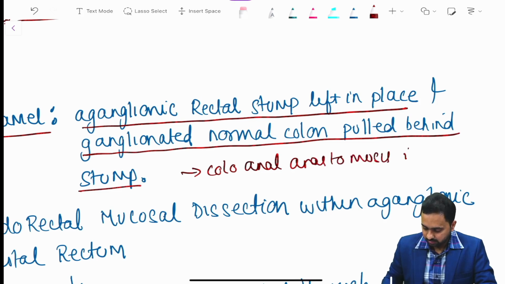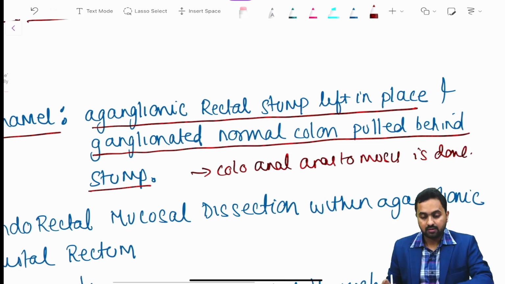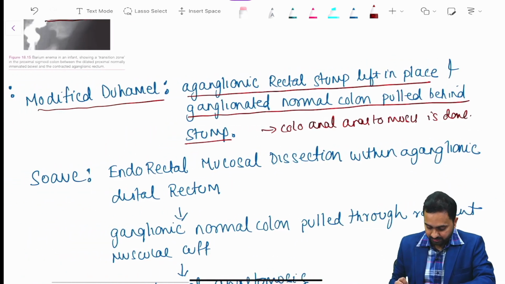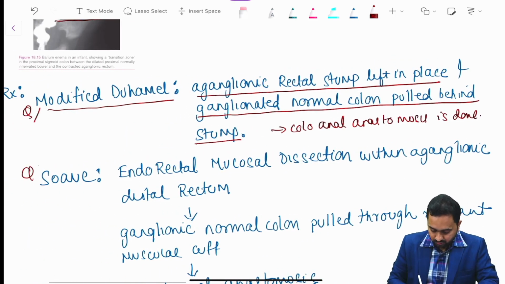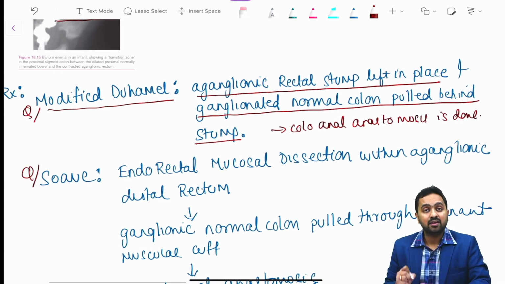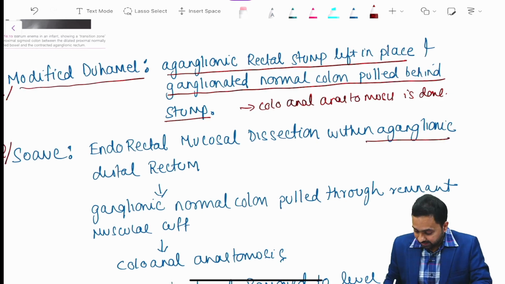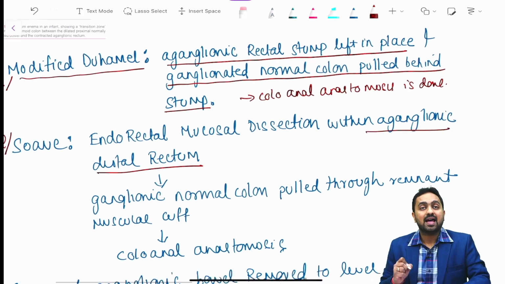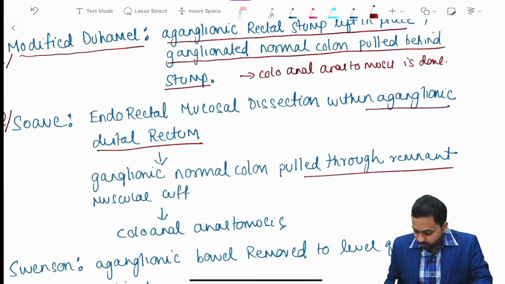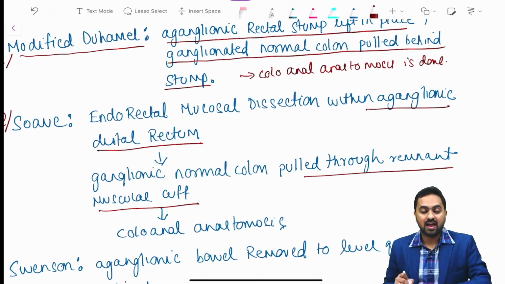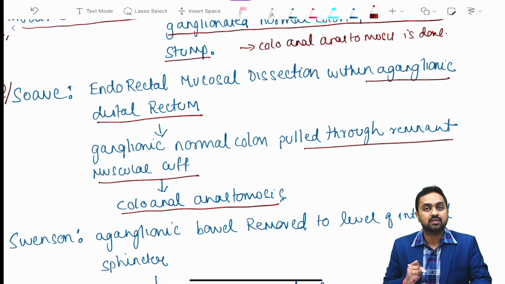anastomosis is done. Another procedure is the Soave procedure. Over here an endorectal mucosal dissection within the aganglionic distal rectum is done, and then the ganglionic normal colon is pulled through the remnant muscular cuff and a coloanal anastomosis is done.